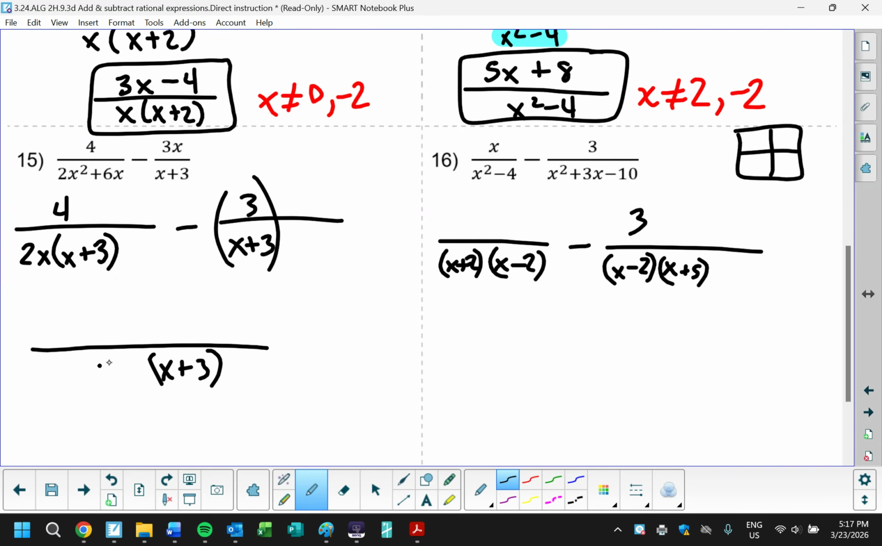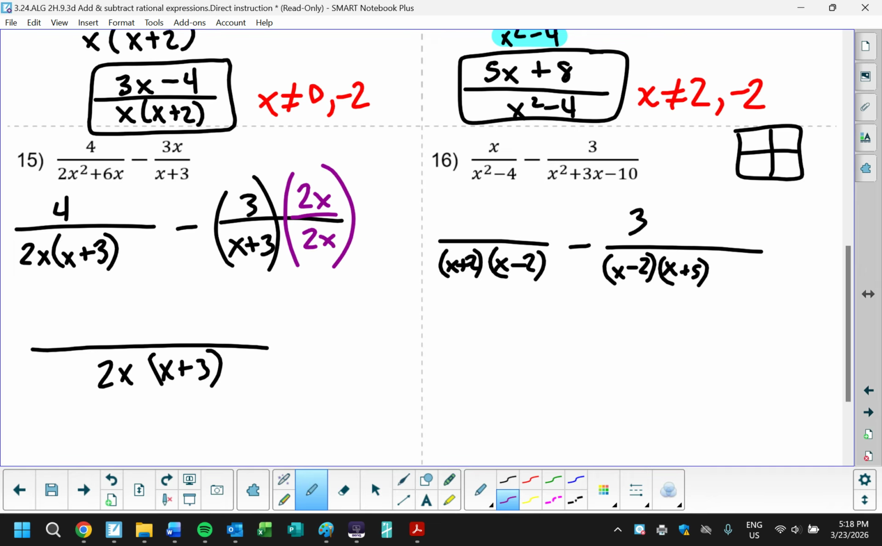But we further need a 2x. Hey, good news. We got everything we need over on the left side. There is nothing we need to change to the numerator because we already have 2x times x plus 3 in the denominator. However, over on the right, we're going to need to multiply the denominator by 2x.